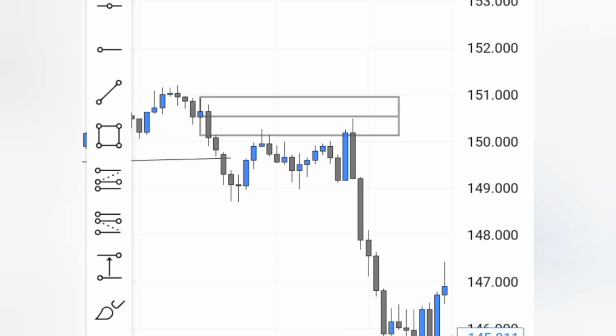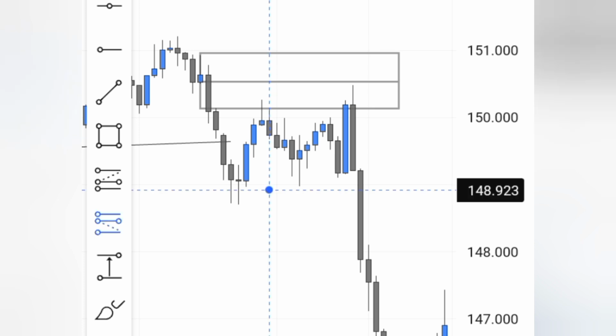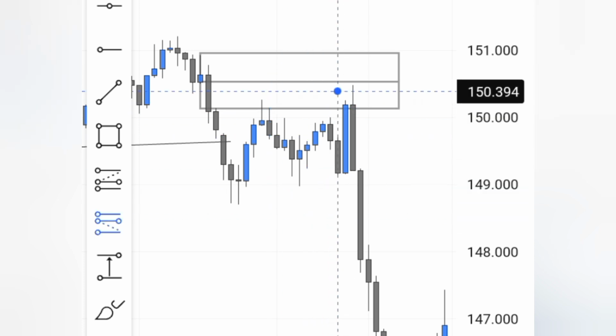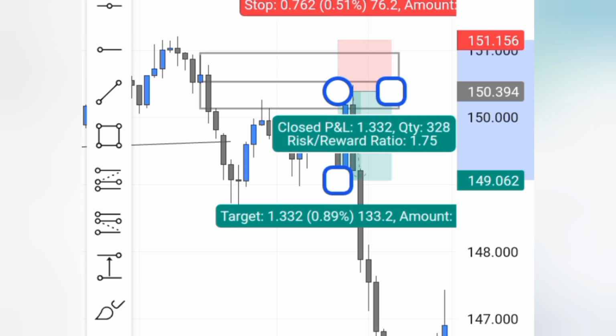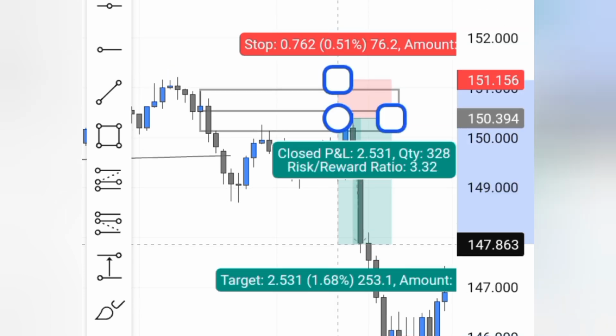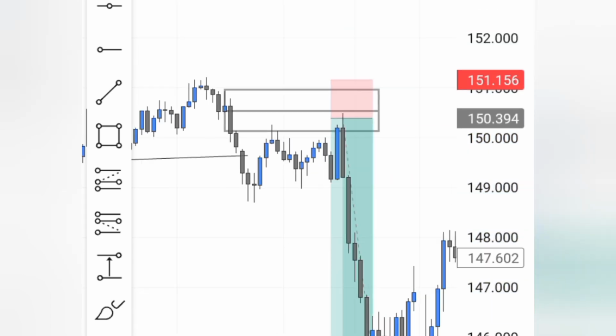So now someone would just enter right here after getting confirmation from the lower time frame. Here I'm not showing any confirmation, but you can really go to the lower time frame and get information, guys, right before entering any trade, right?